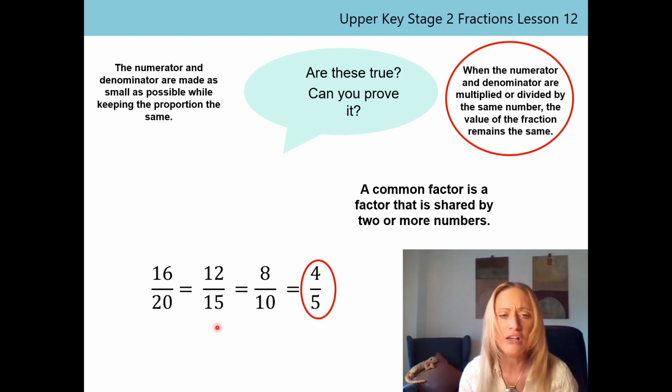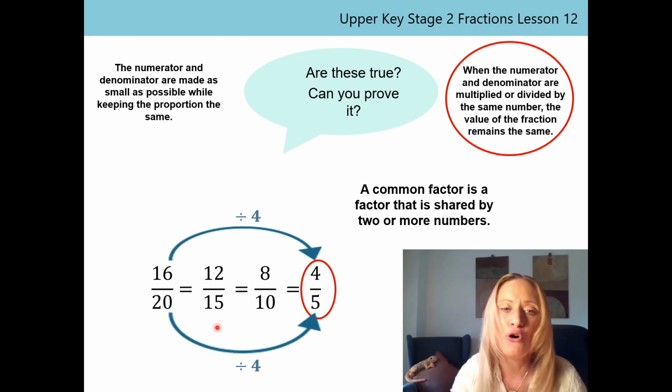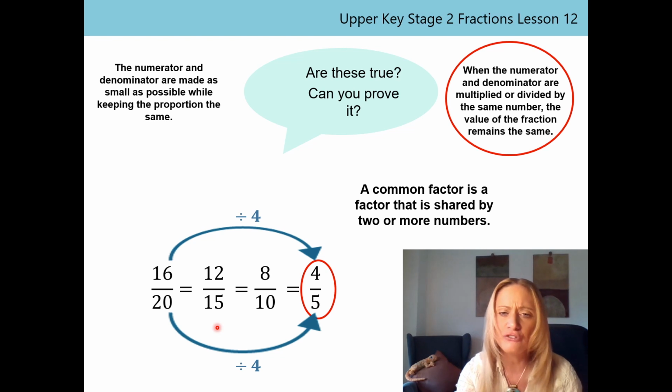Well done. What did you find out about 16/20? What did you divide the numerator and denominator by to keep the value the same? Did you divide by 4? Really well done. Is 4 a common factor of 16 and 20? Yes, it is. Why is it a common factor? Because 16 and 20 are in the 4 times tables. They're both multiples of 4.